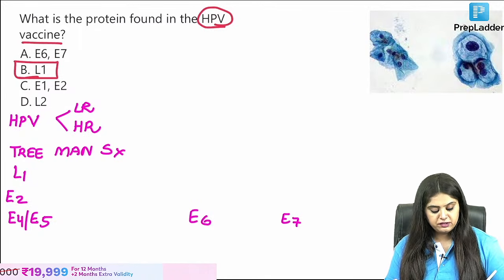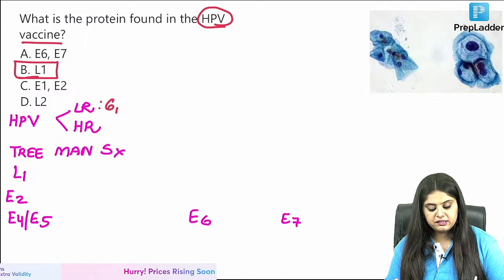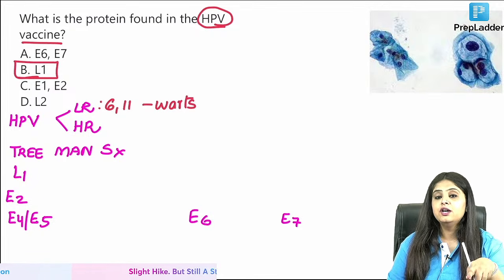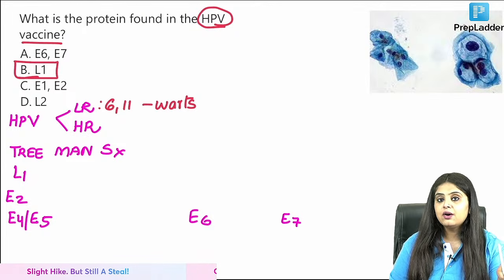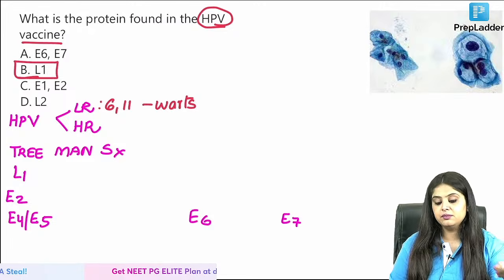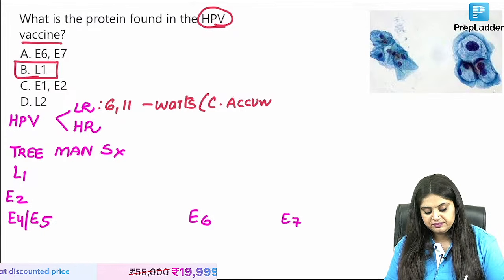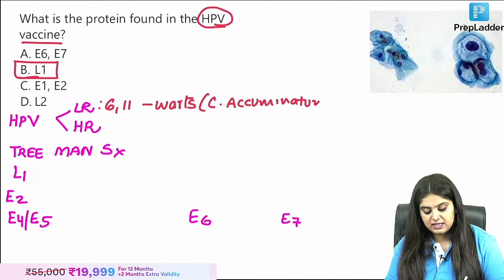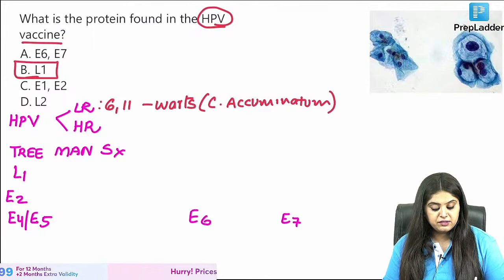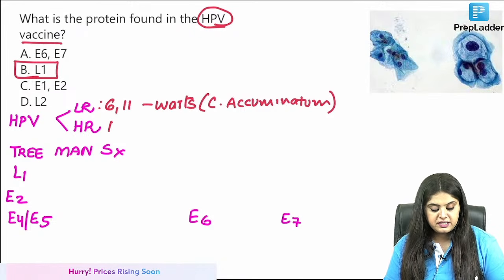HPV can be low risk. Usually the low risk numbers are 6 and 11, and they are low risk because they cause warts. What do they cause warts as? Condylomata or condyloma acuminatum. So I hope you remember, this is condyloma acuminatum, versus high risk ones are going to be 16, 18.